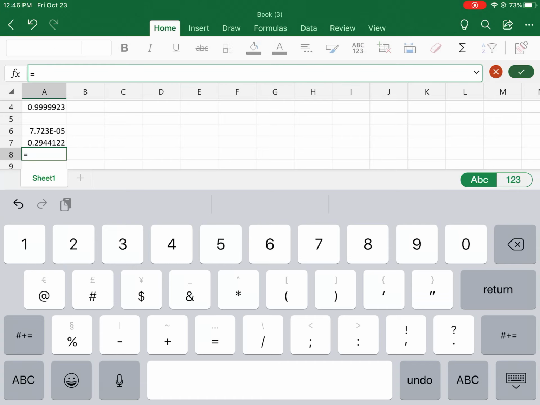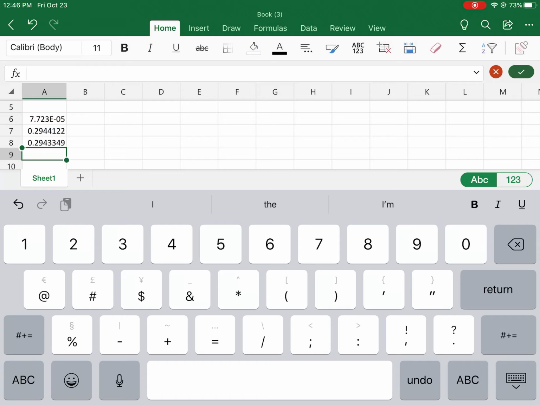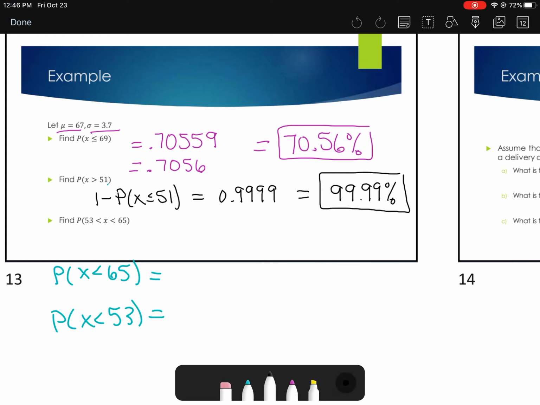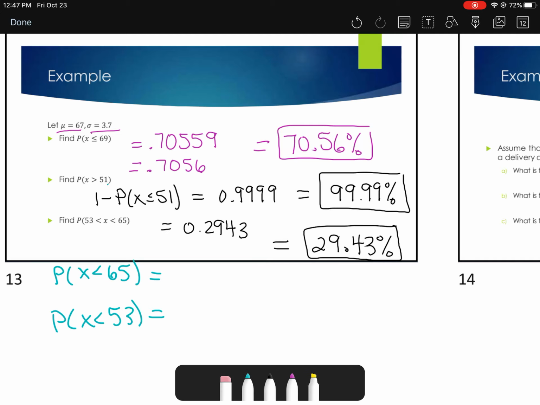So again, don't do this by hand, you just want to do everything in Excel. So I'm going to hit equals, and then it's this one because that's the bigger one, minus the smaller one, and then I hit enter, and I end up getting 0.2943. So this is equal to 0.2943, and as a percent, that would be 29.43%. So again, don't do any of this by hand, do everything in your Excel. It makes it a lot easier too.